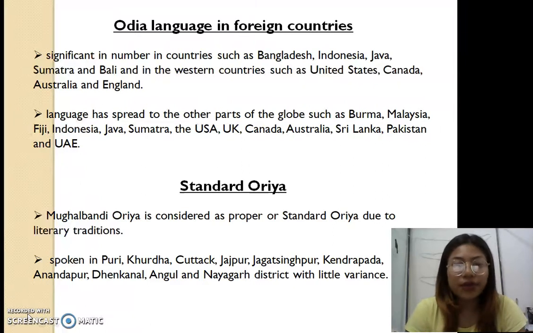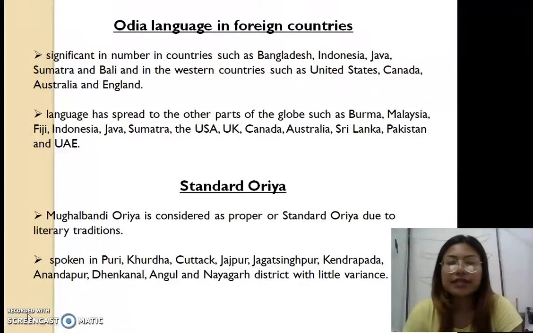So the standard Odia, Mughalbandi Odia, is considered as proper or standard Odia due to literary traditions, and it is spoken in Puri, Khulha, Jaipur, Kendrapada, Anandapur, Dhenkanal, Angul and Nayagar district with little variance.